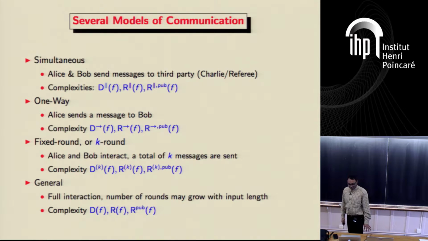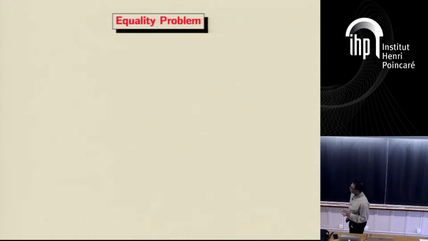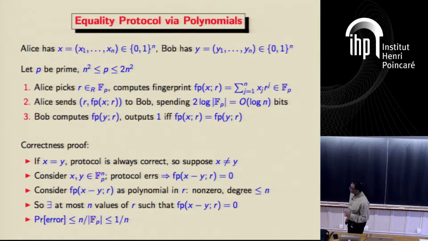We are going to take that equality problem and understand what its complexity is in each of these situations. Once again, the results that I'm presenting here are textbook results, but I want to present them in full detail because these ideas come up in other things. Alice has an n-bit string x, Bob has an n-bit string y. Here's a protocol for the equality problem.